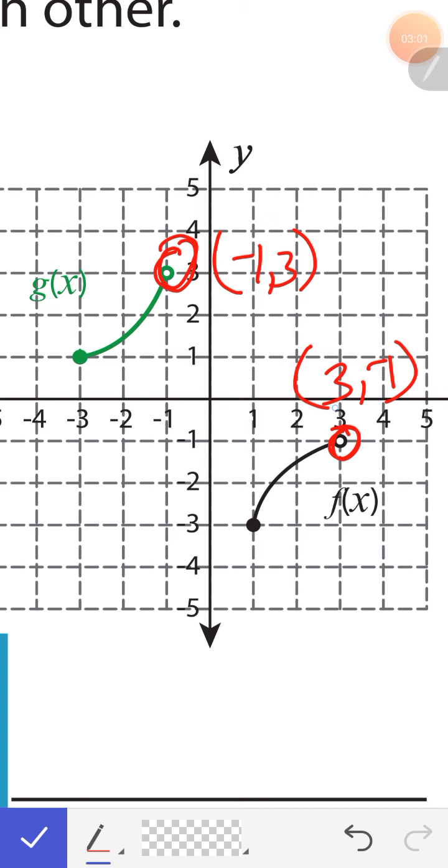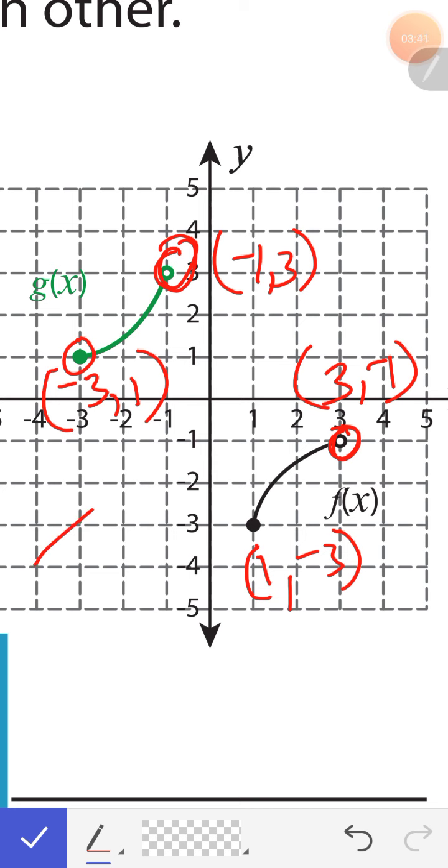So I can conclude that, as far as these 2 points are concerned, they are inverses of each other. But I need to check the endpoints as well to see if they're also inverses of each other. So let me check the endpoints. This one right here is x is -3, y is 1. This one I expect it to be x is 1, y is -3, which it is. Again, since I have 2 endpoints that are inverses of each other, the functions are inverses of each other.